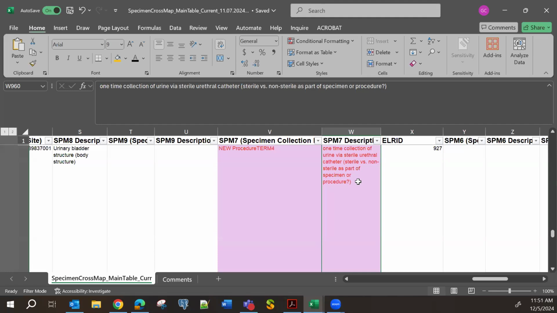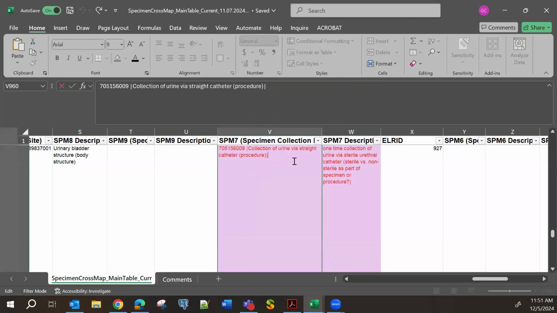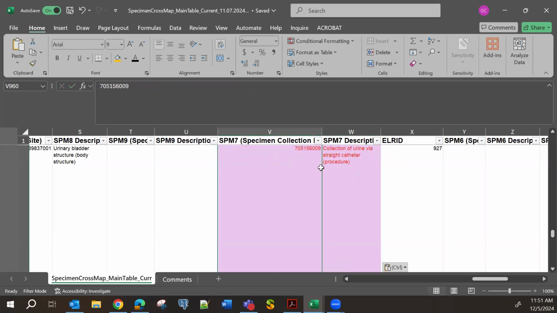Okay, so the collection of urine via straight catheter procedure that's in the chat would be the one that we would want to use in SPM7. And if the lab gets one that's labeled like that, the procedure was a straight cath, then they will work it up differently than if it was a clean catch midvoid. So that's why we went through all of this originally, years and years ago, because it does make a difference how you collect the urine, how you work it up, and how you interpret it in the laboratory.